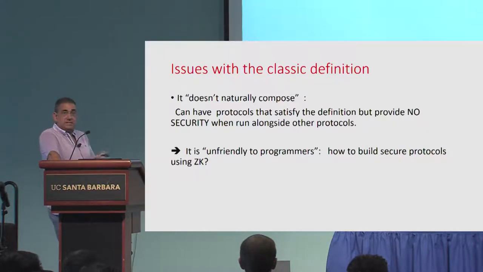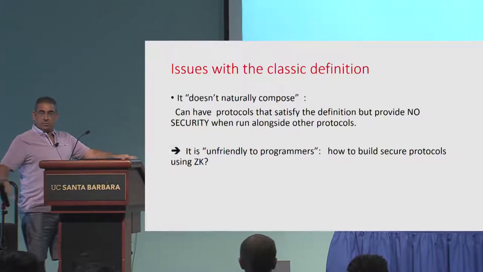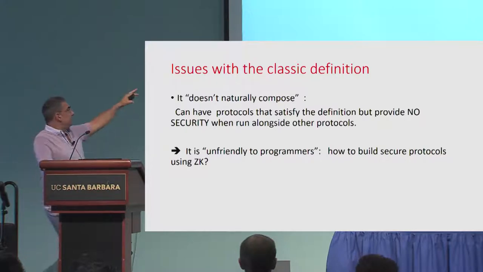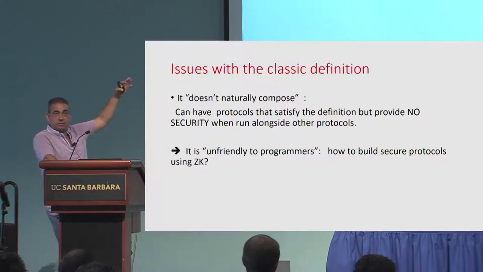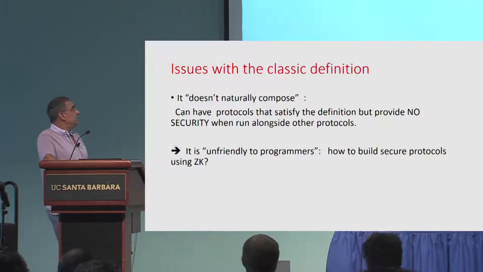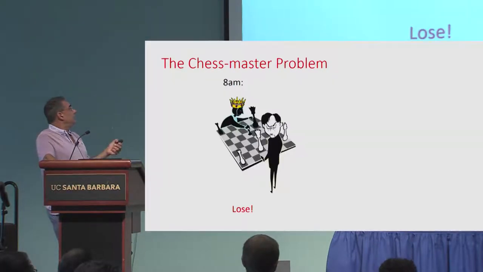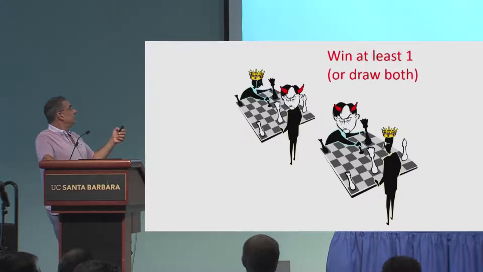It doesn't mean that zero knowledge protocols cannot be used in protocol settings in general. It does mean that the natural way to compose them, like in programming languages, where you have a subroutine and you call it, and then you have another subroutine and you call it, doesn't work. So this definition is really unfriendly to building secure protocols. You have to do something else. This is the problem that the UC is trying to resolve.